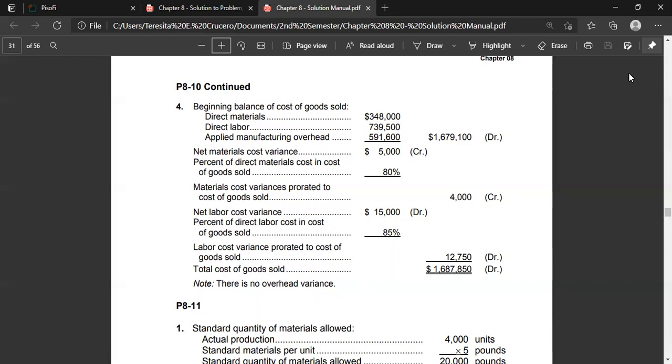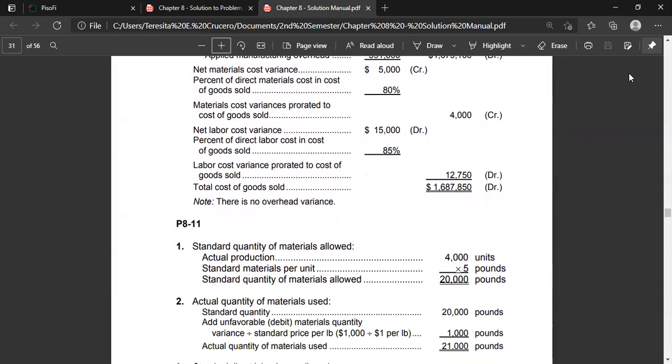And we have now your number three, standard direct labor hours allowed. Number four, actual direct labor hours worked. Hint, be sure to consider the direct labor efficiency variance. And five, actual direct labor rate. Hint, be sure to consider the direct labor rate variance. So for requirement number one of 8 dash 11, we have now to determine the standard quantity of raw materials allowed in pounds for actual production.